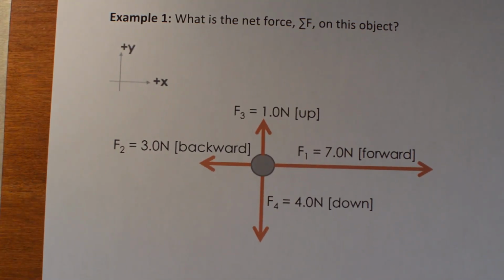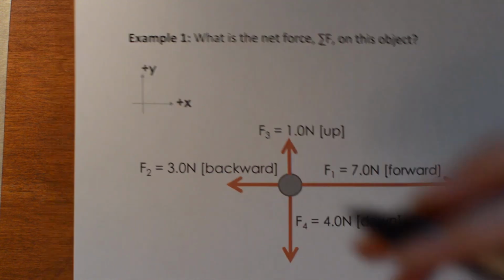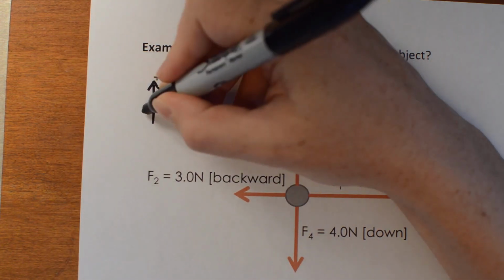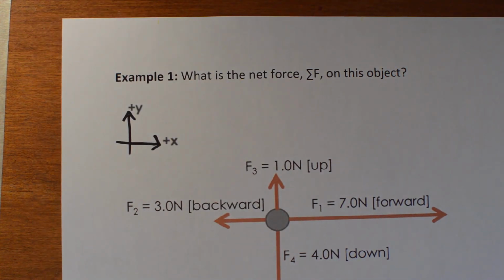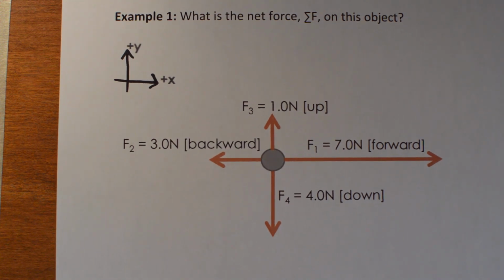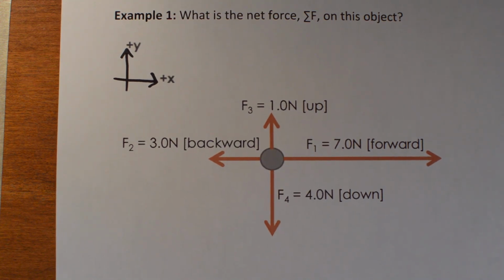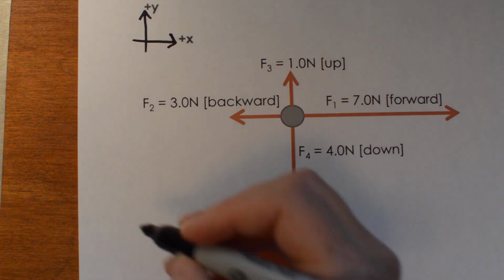So this one is easy because all the forces are either in x or y. So you can see I've got my coordinate system here. Y is positive up, x is positive forwards. So no forces are at an angle. So my first step of splitting forces into components, I don't have to do. I can jump right to the second step of summing up forces in x and y.